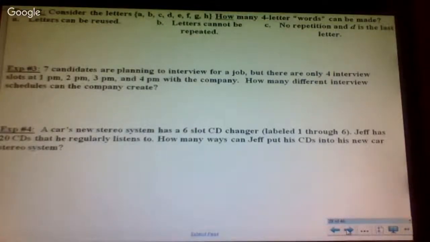Okay. Consider the letters A, B, C, D, E, F, G. How many 4-letter words can be made? So we're going to see the difference between what we've been doing and what we're about to do. So letters can be reused. Okay, I need a 4-letter word, and all of my letters can be reused. I have 8 different options. 8 times 8 times 8 times 8. So if everything can be reused, I should have a total of 4,096 options.